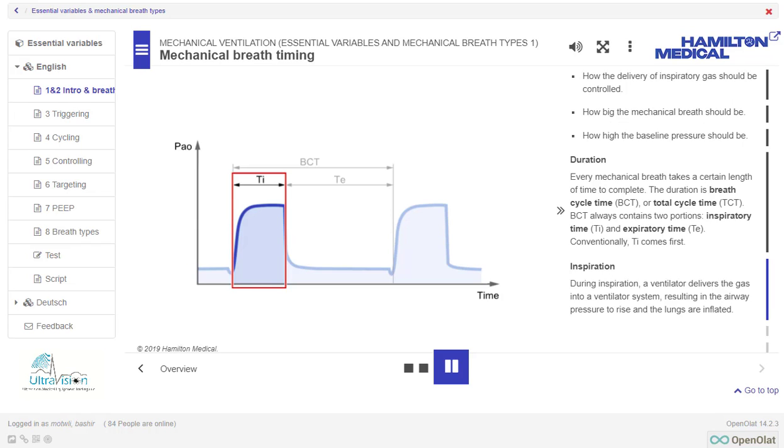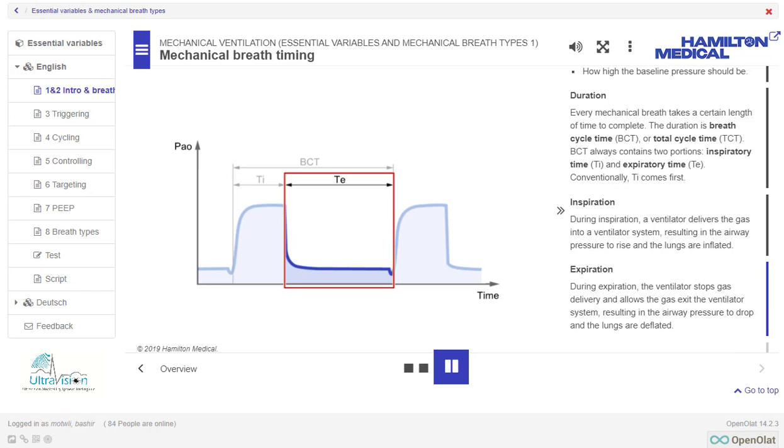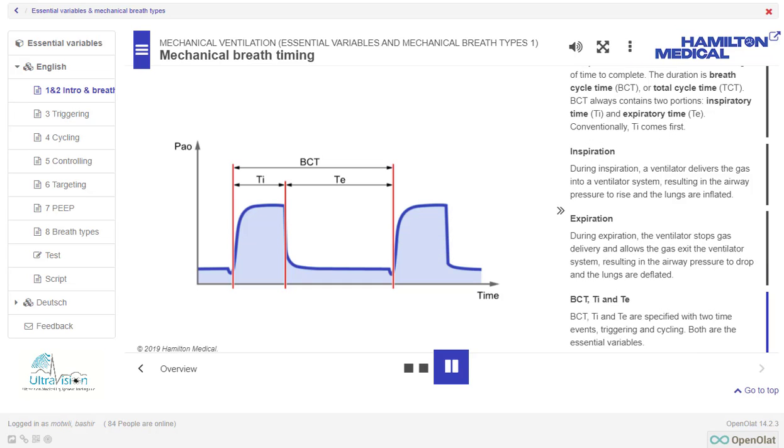During inspiration, a ventilator delivers the gas into a ventilator system, resulting in the airway pressure to rise and the lungs are inflated. During expiration, the ventilator stops gas delivery and allows the gas to exit the ventilator system, resulting in the airway pressure to drop and the lungs are deflated. BCT, TI and TE are specified with 2 time events, triggering and cycling. Both are the essential variables.